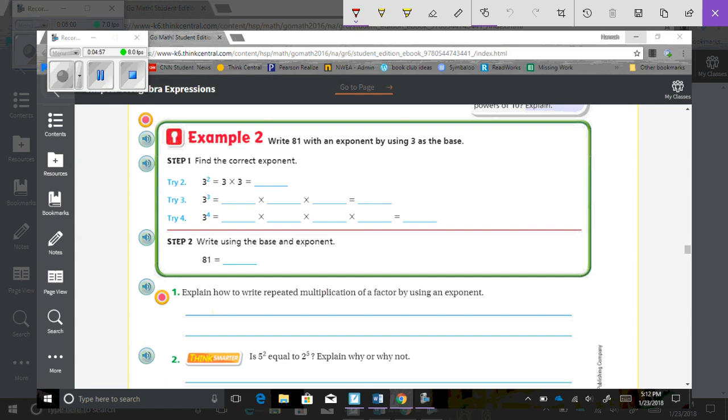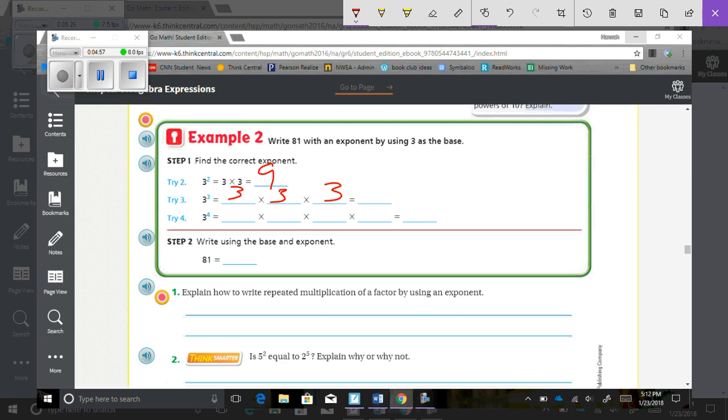Okay, example 2, write 81 with an exponent by using 3 as the base. Okay, so we're trying to figure out how to get to 81. We need the end result to be 81, but we have to use 3 as our base. So first we're going to try 3 squared, which is 3 times 3, which is 9. That's not 81. So now we're going to try 3 cubed, which is 3 times 3 times 3.